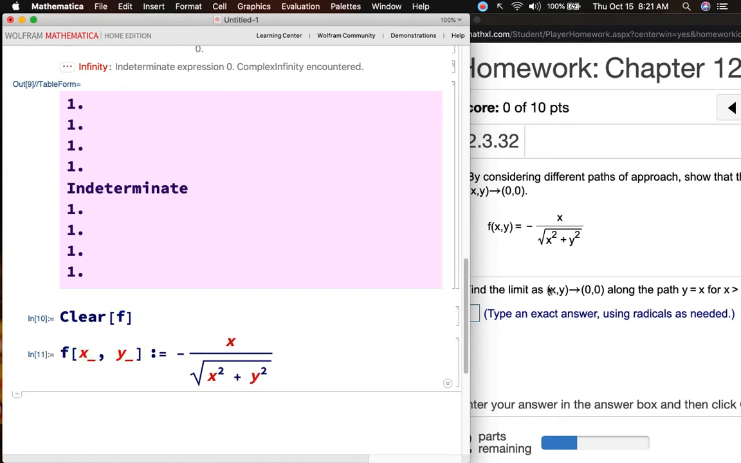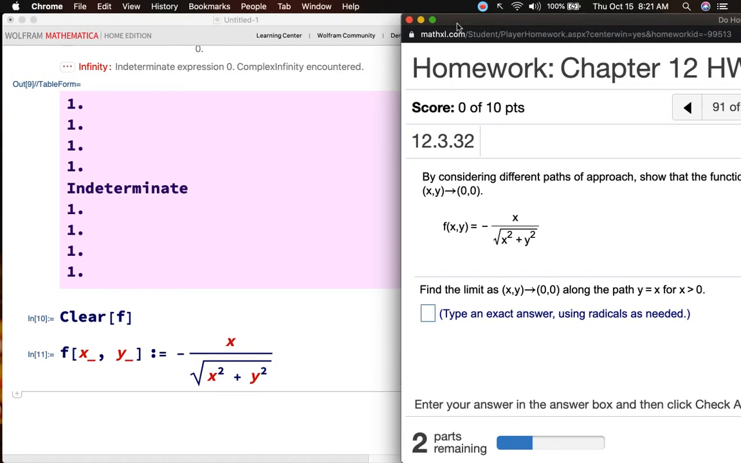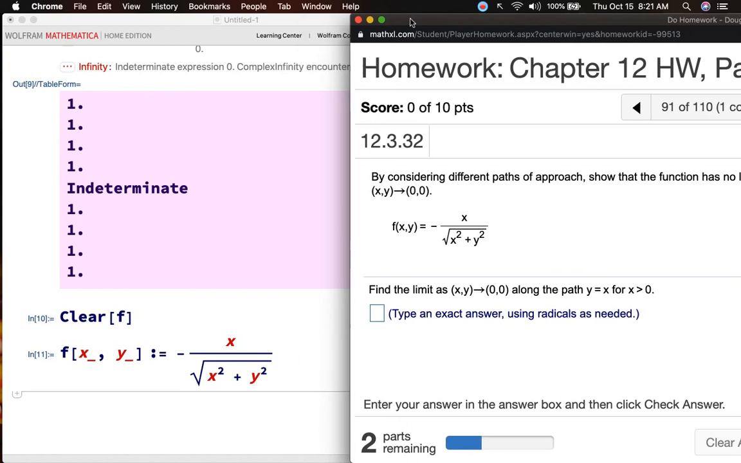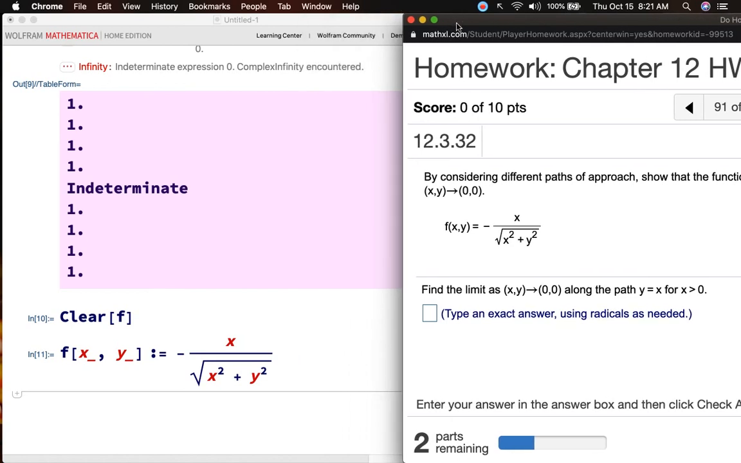And then it says here, find the limit as x, y approaches 0, 0 along the path y is equal to x for x is greater than 0.